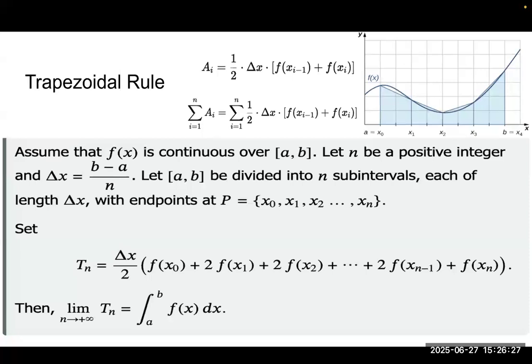But simply we can represent the formula as f(x_{i-1}) plus f(x_i). Like if I have i equal to 1, then this will be f(x0), and this will be f(x1). This is the area, and I also need to multiply by delta x. To find the overall area of this curve, we can apply this formula.